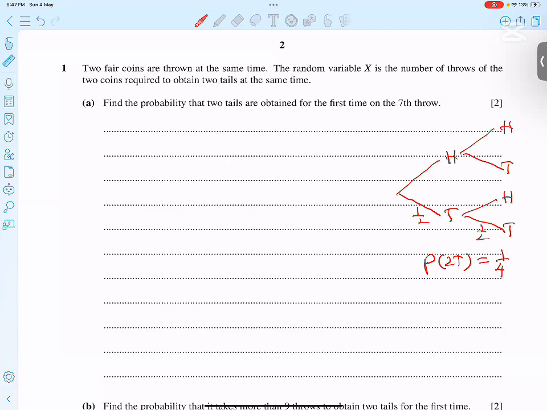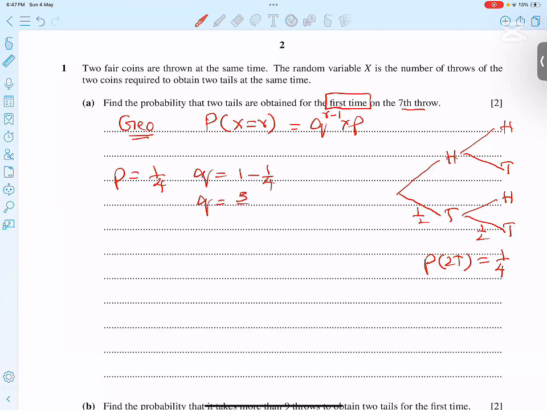And he said that two tails are obtained for the first time. Whenever the words first time come, then we have to go for geometric probability. And for geometric probability, we have a formula. What's the formula? On the seventh row. The formula is: probability X equals r is q to the power r minus 1, into p. But p is given here as 1/4. And what is q? 1 minus 1/4, so q becomes 3/4.